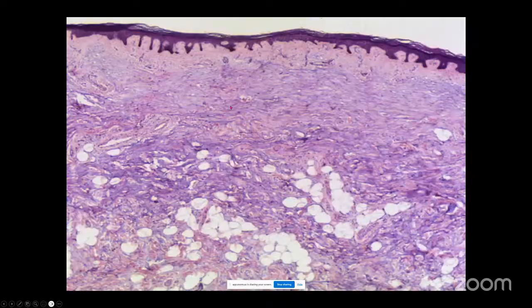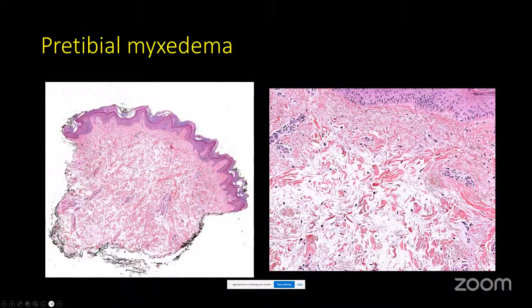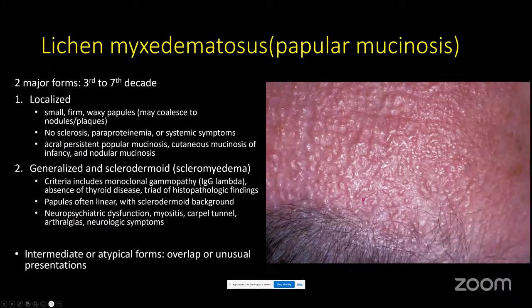Here's another one showing, again, the grenz zone sparing and diffuse replacement of a lot of the collagen by these pools of mucin that splay the collagen. Again, the grenz zone sparing is common here. This is another example, again, with sparing and diffuse deposition of mucin splaying the collagen bundles apart. And if you would stain this, it would be all blue in between with colloidal iron or Alcian blue.